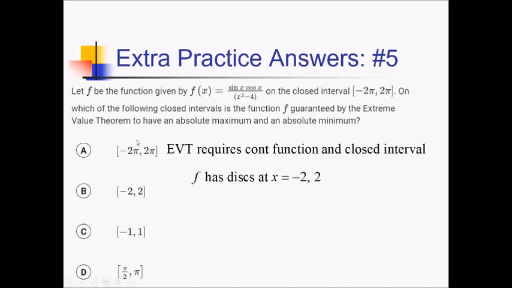So looking at our first one here, negative 2 pi to 2 pi, well, that contains both of these discontinuities, so that's an issue. Negative 2 to 2, well, the discontinuities are at the endpoints, but we need continuity on the closed interval, so this doesn't work either. Negative 1 to 1, that's between our discontinuities, so that's actually a pretty good interval there. No discontinuities on this one. And then this last one, pi over 2 to pi, well, that's going to contain 2 because 2 is between, this is about like 1.57 and 3.14. So only negative 1 to 1 has no discontinuities. So only choice C then is guaranteed by the extreme value theorem.